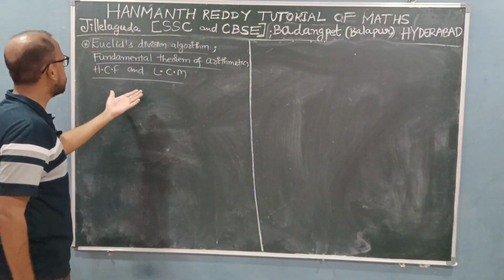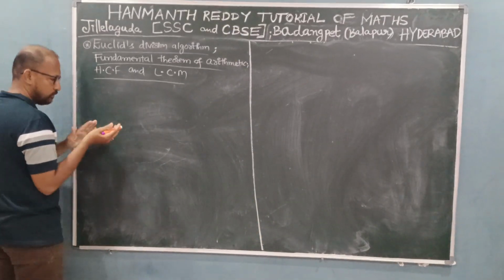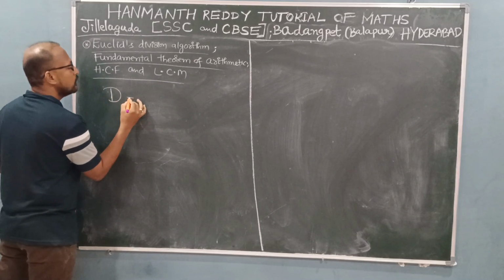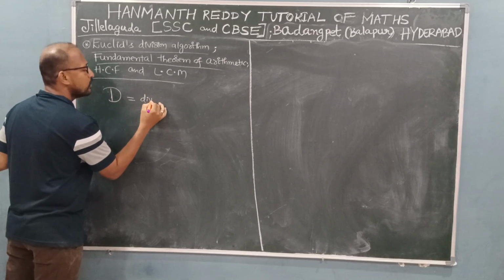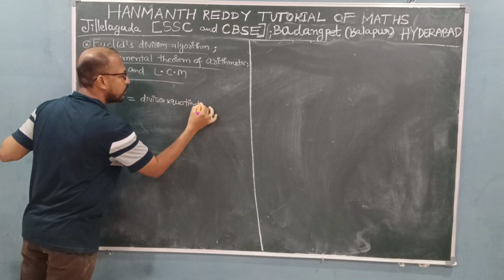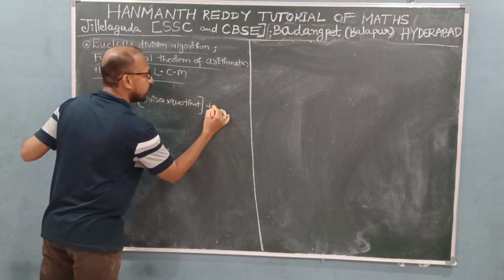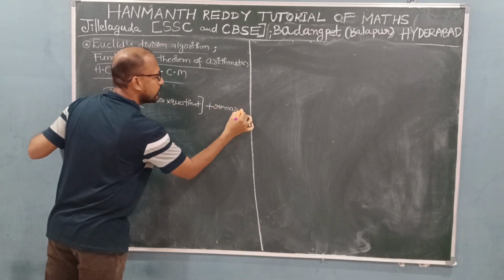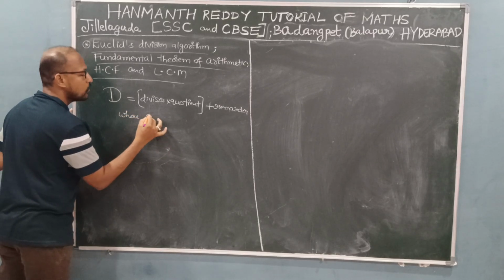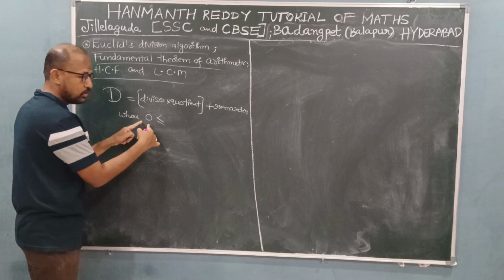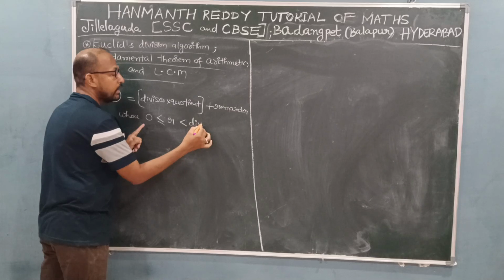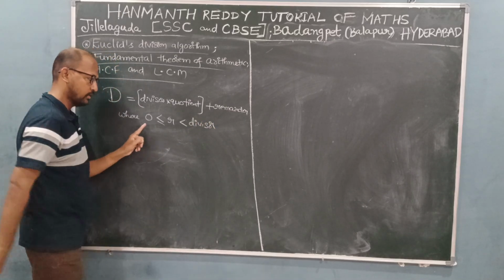So let me explain the division algorithm. We know from the previous class the division algorithm formula: dividend is equal to divisor into quotient plus remainder, where 0 is less than or equal to remainder, and the remainder is always less than the divisor. The remainder can never be equal to the divisor.